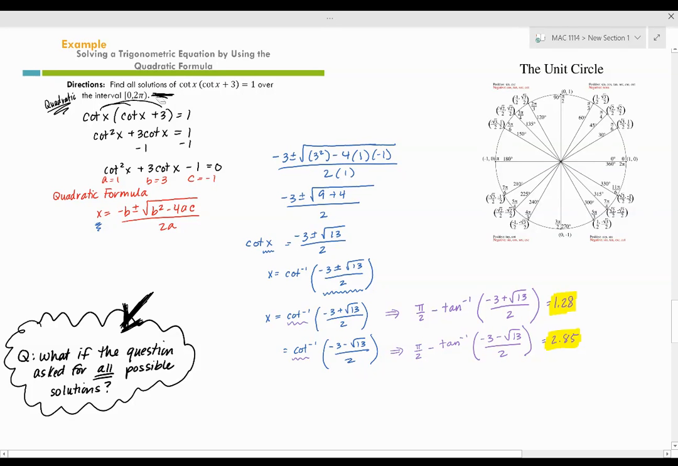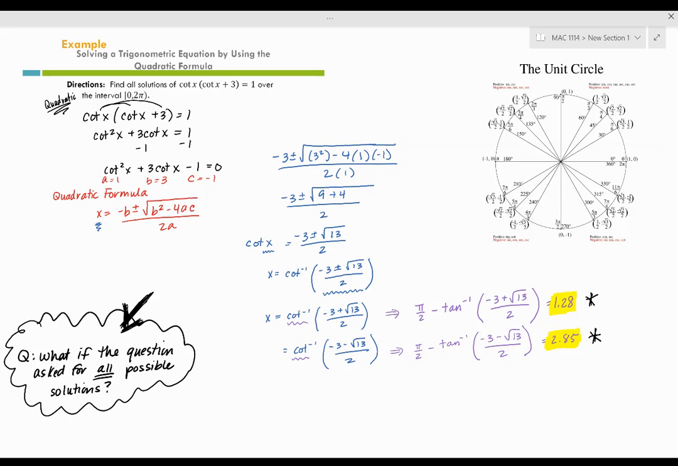So we only found the answers that fell in that interval. But what if we were no longer restricted to that interval? And what if they wanted to know all of the possible solutions? Well, we already found our two answers here, 1.28 and 2.85. Those were the two that fell between the interval between 0 and 2 pi.